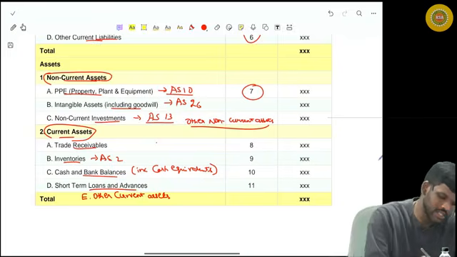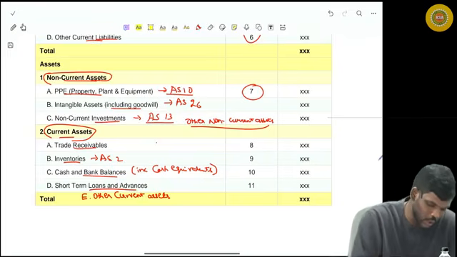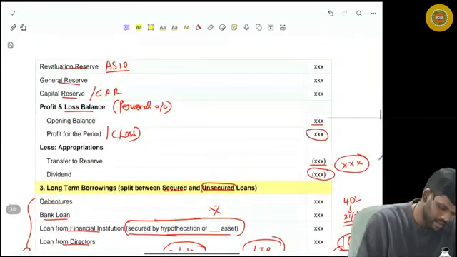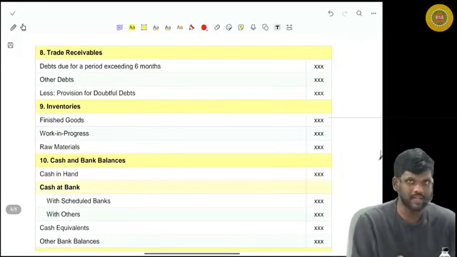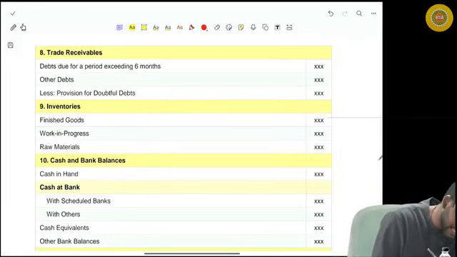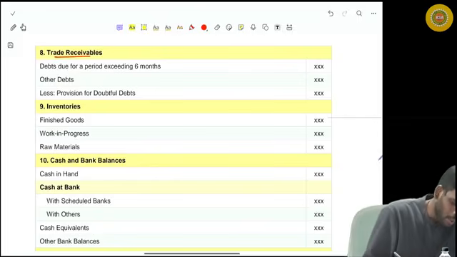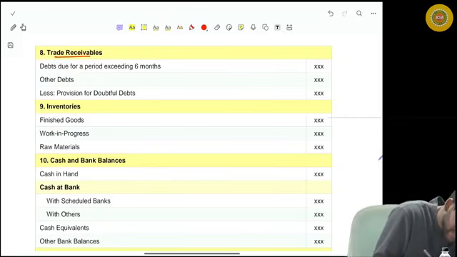Okay, so this is on current assets. Let us see the notes. Trade receivables is important. Trade receivables note. It is tested multiple times in multiple questions, so remember this. Debtors, whatever debtors are due for a period of more than 6 months.